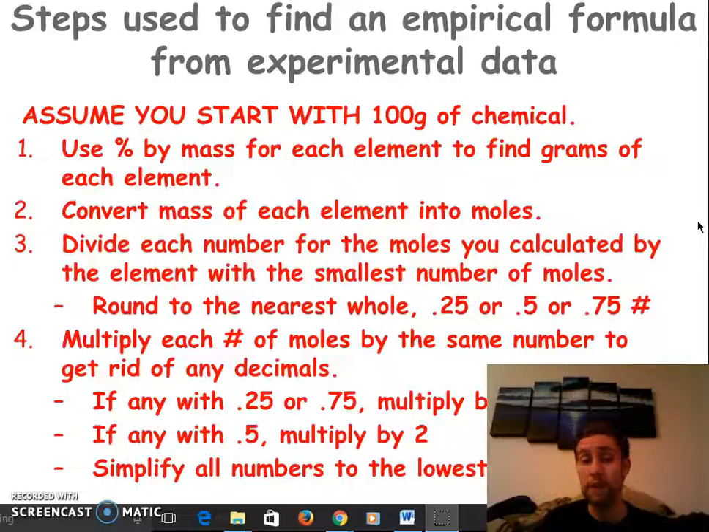We're going to divide each of those numbers that we get for answers by whichever answer is the smallest. So we get answers of like 1.2 and 0.67 and 14. Divide them all by that 0.67 because it's the smallest. Once we do that, we'll look at the decimals, like 0.25, 0.5, 0.33, 0.75. Should be a nice fraction. We'll multiply each of those mole numbers by the same thing so that those decimals go away. So if it's 0.5, that's half, so you multiply by 2.